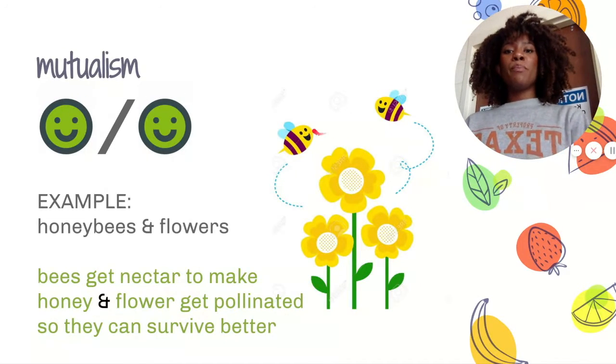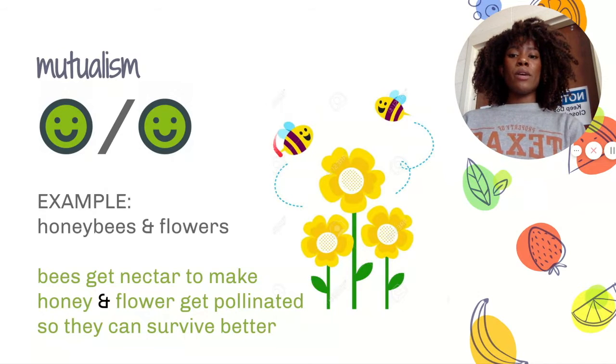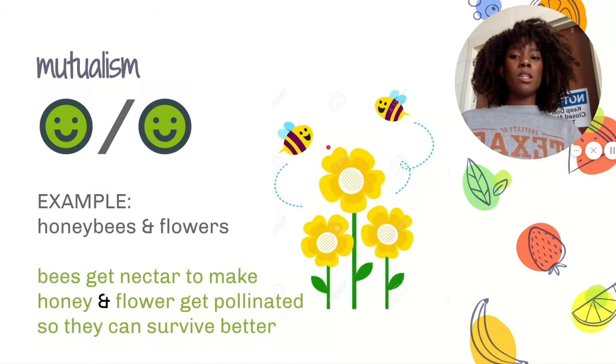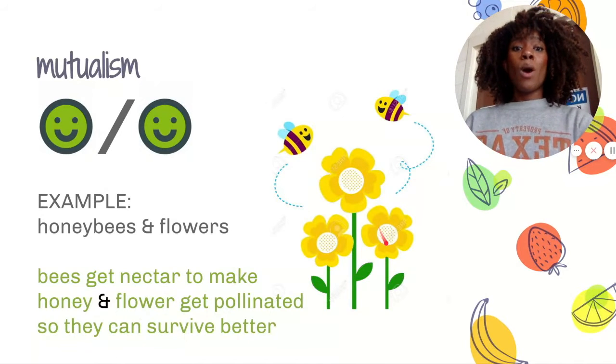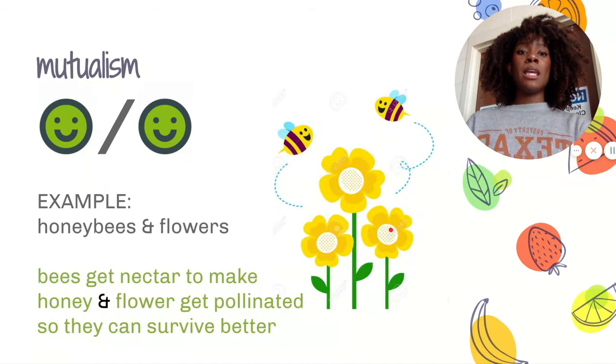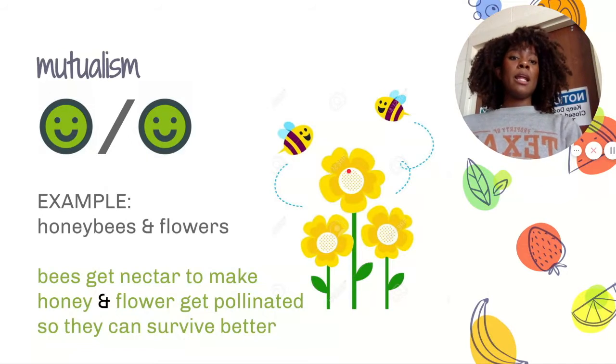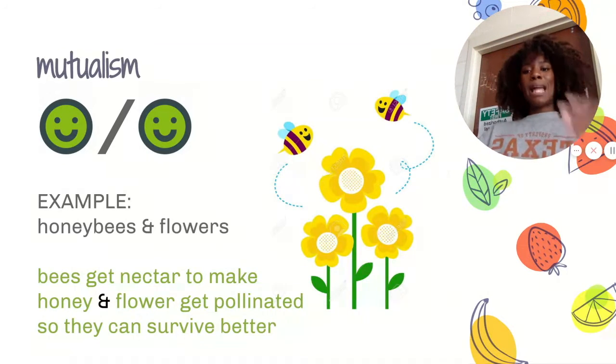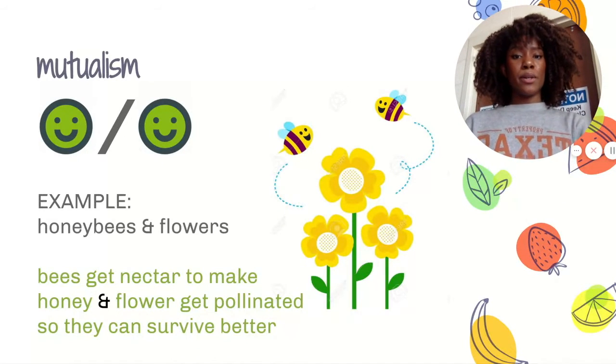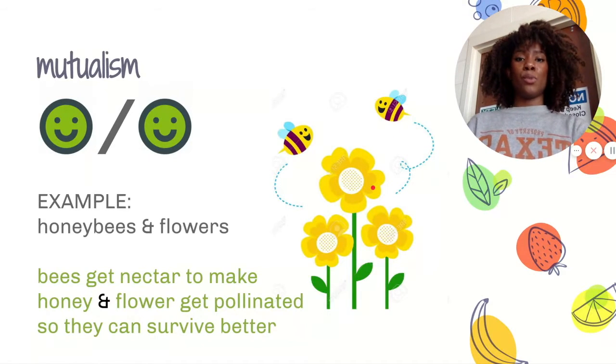Yes. So the bee in this scenario is getting nectar, and that nectar allows them to make honey, which we know bees love to make. While this flower is benefited because as the bee hops from one flower to the next, it brings pollen with it. And as we know, when flowers get pollinated, they reproduce, they make more plants, and they survive better. So they both are being benefited in this situation.